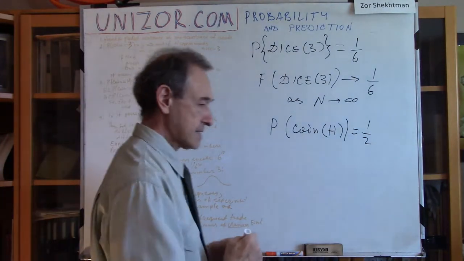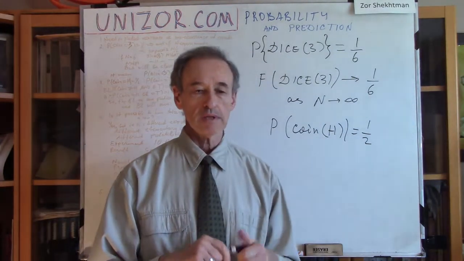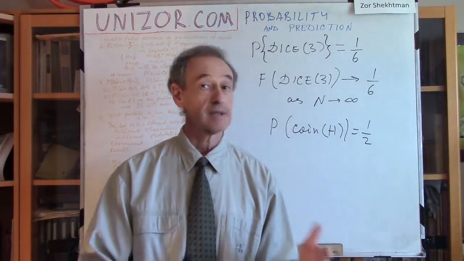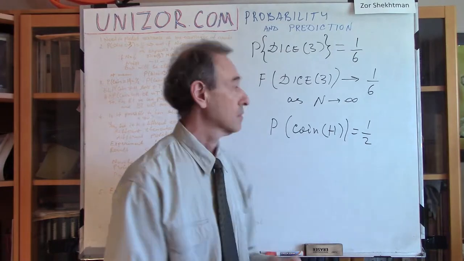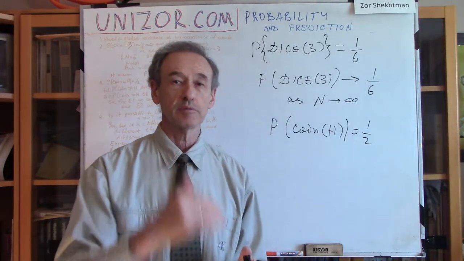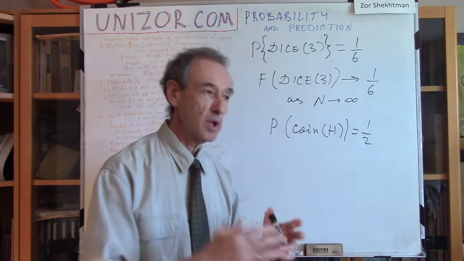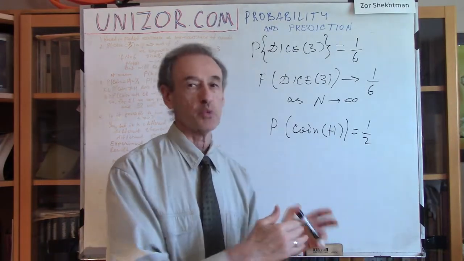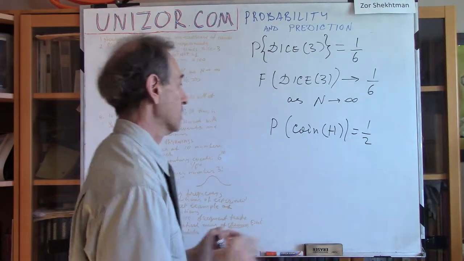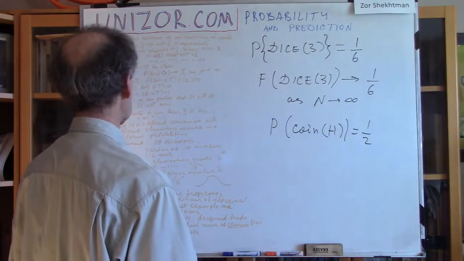Now, same thing here. Does it mean that from every, let's say, 100 experiments, it will be 50 tails and 50 heads? Absolutely not. But, however, the number of heads divided by the total number of experiments will be closer and closer to 1/2 as we increase the number of experiments. That's what theory of probability says.